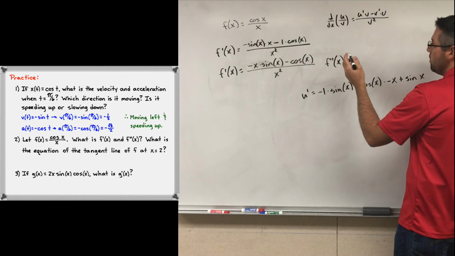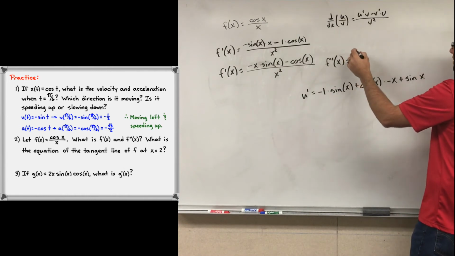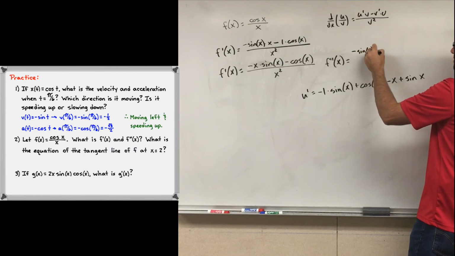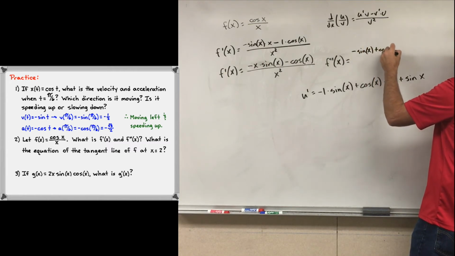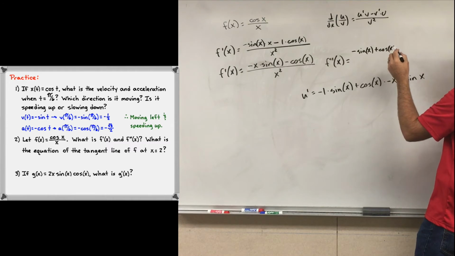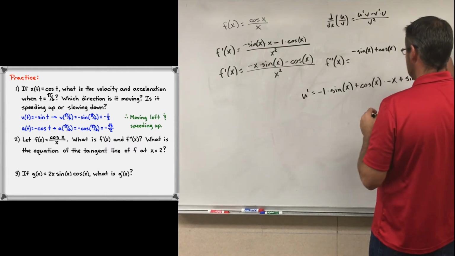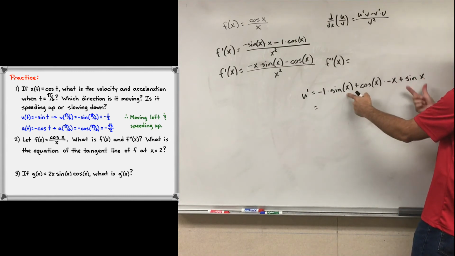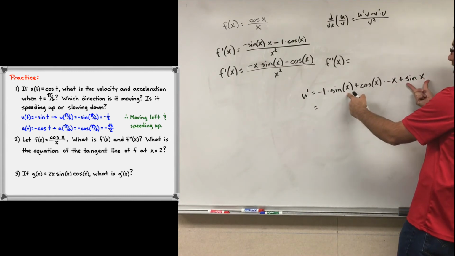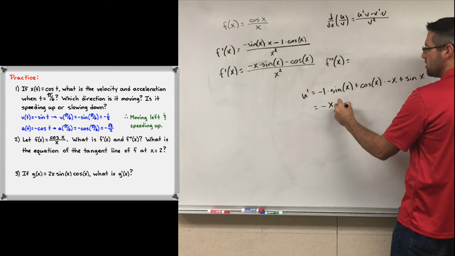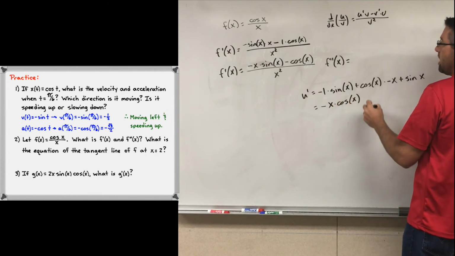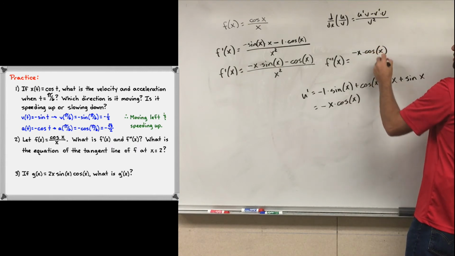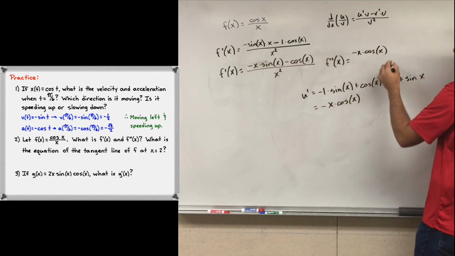And then we have to multiply it by the bottom and everything else. So we'd end up with negative sine of x plus cosine of x. Oops, I missed something there. Oh, you know what? We can simplify this. You've got a negative sine of x and a positive sine of x. Those cancel out. So you're left with negative x times cosine of x for the top. That is just the derivative of the top piece.